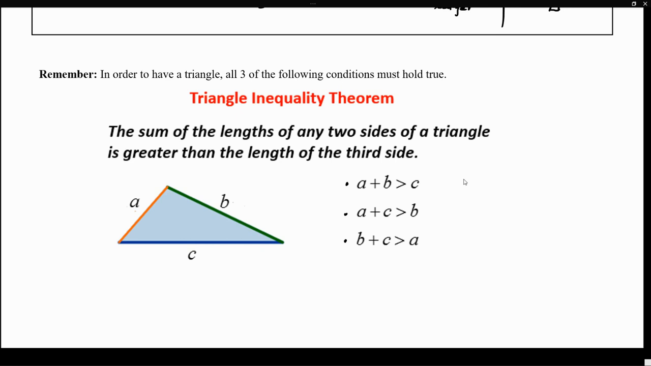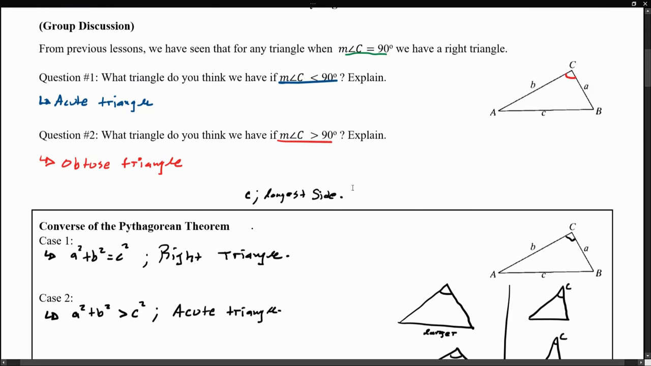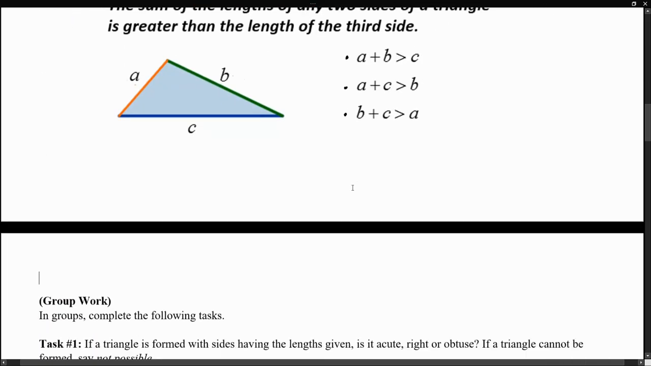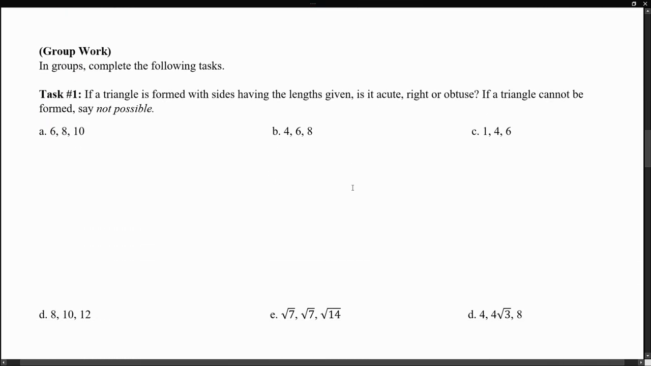So if I add a plus b, that always has to be greater than c. If I add a plus c, whatever value that is, it should always be greater than b. And which one am I missing? If I add b and c, whatever value that is, it will always be greater than a. So given three sides, if you add two of them, it should always be greater than the third. And if that's not true, then you just don't have any triangle whatsoever. So these are the rules. This is how we can properly categorize triangles. So let's just do two examples now.